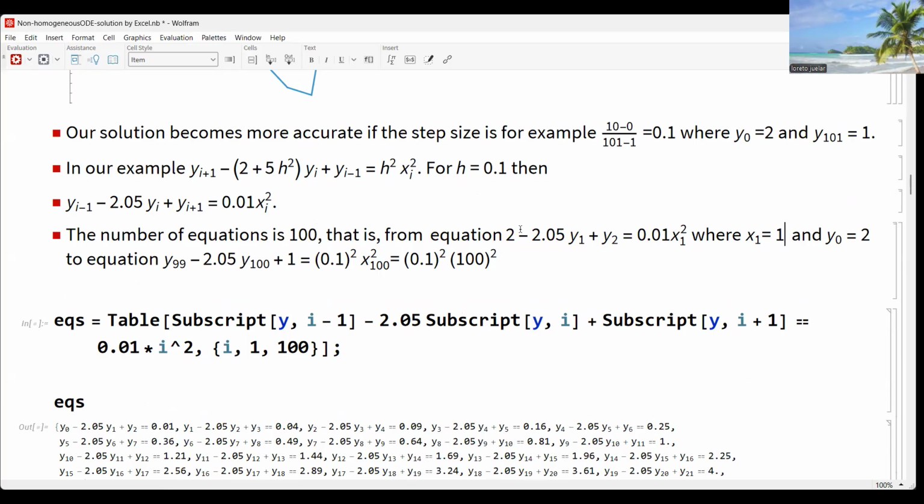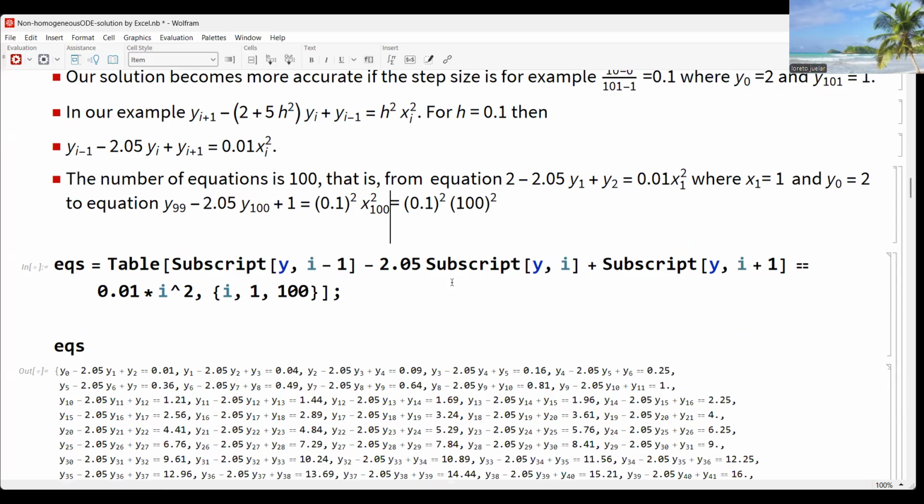So from this equation to the last equation here, y sub 99 minus 2.05 y sub 100 plus 1. So this is the last boundary condition, equal to 0.01 squared times x squared of x sub 100. So x sub 100 is equal to 100 here.